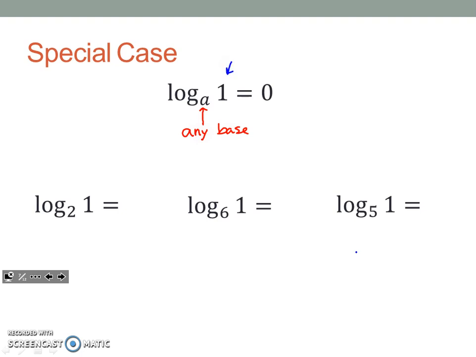So down below here I have a log base 2 of 1. Well, there's a 1 there. That equals 0. Log base 6 of 1. Well, there's a 1 there. That equals 0. Log base 5 of 1. There's a 1 there. That equals 0. If there is a 1, it automatically equals 0. So that's one special case with logarithms.